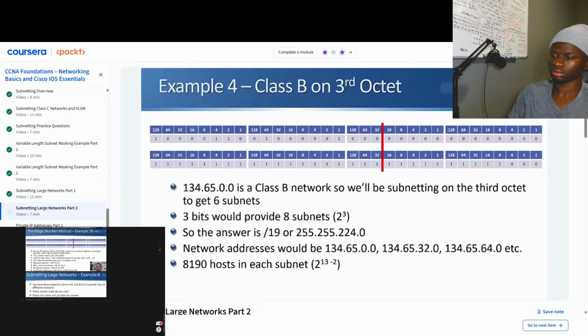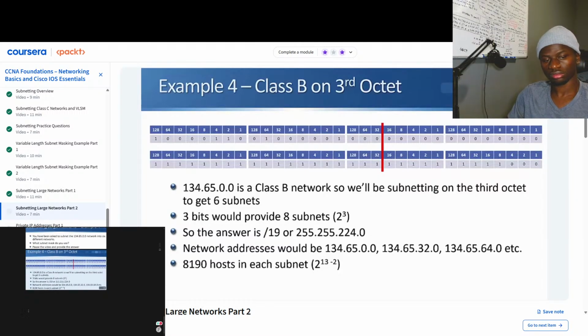Some extra information that we weren't actually asked for in the question. /19 in dotted decimal is 255.255.224.0. The network addresses would be going up in blocks of 32. So 134.65.0.0, the next one 134.65.32.0, etc. And we would have 8,190 hosts in each subnet because we've got 13 bits available for the host address. 2 to the power of 13 minus 2 is 8190.